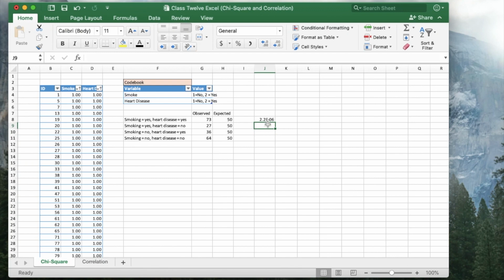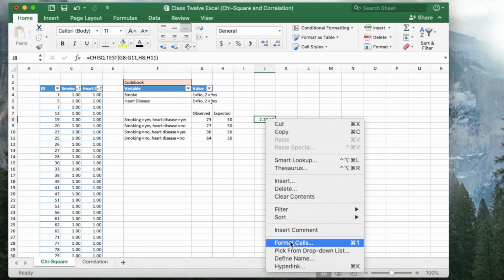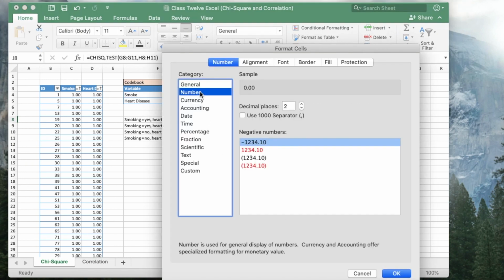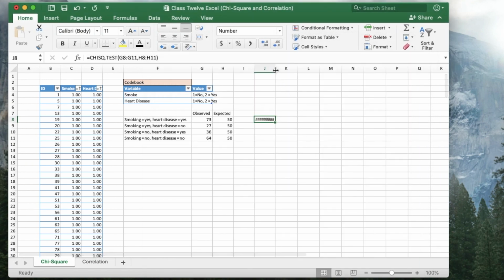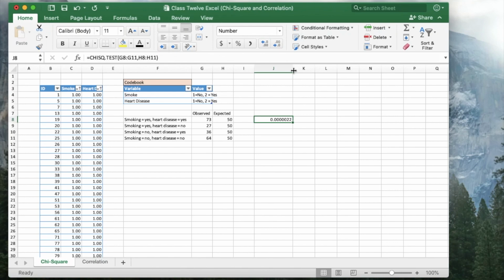Now E indicates essentially that we have to move the decimal place over to the left 6 spots to get this number. That's a little confusing. So one thing we can do is format this cell into a number, but take our decimal places up, and it gives us a sample here. We'll stop right there at 22. And you get that symbol when the number is too large for the width of the cell. And there we go. That is our p-value.